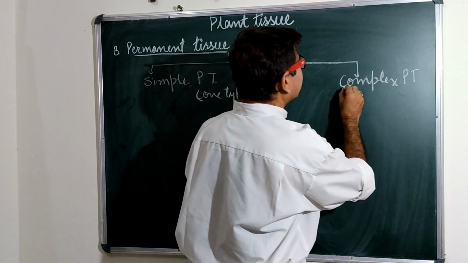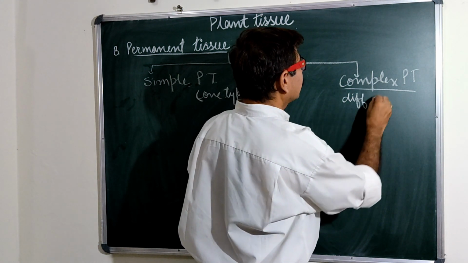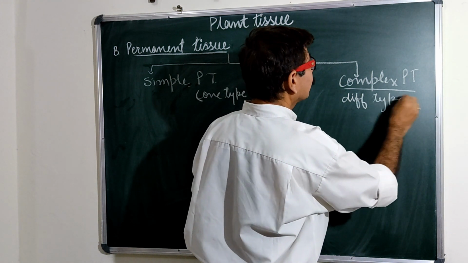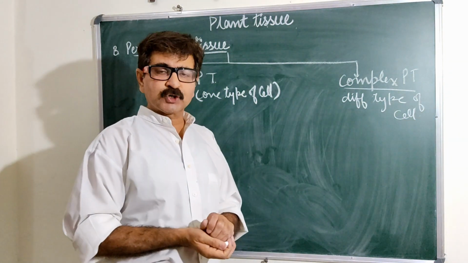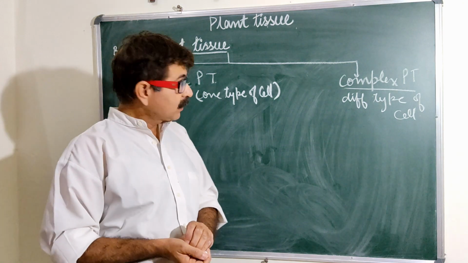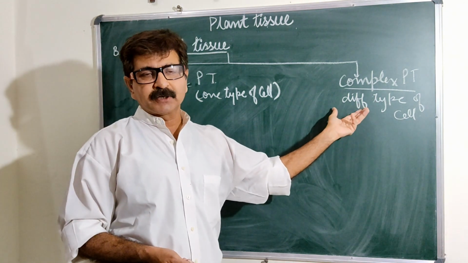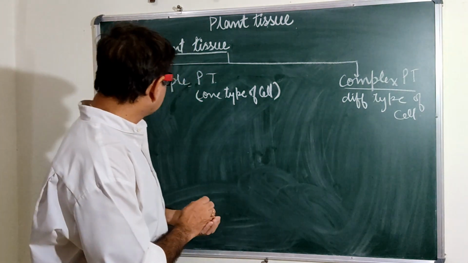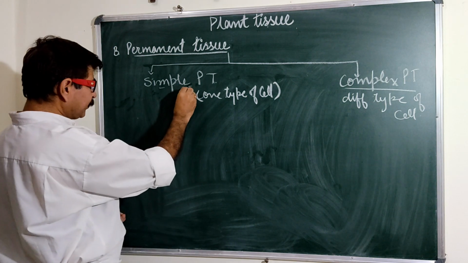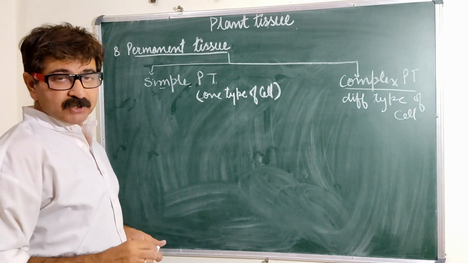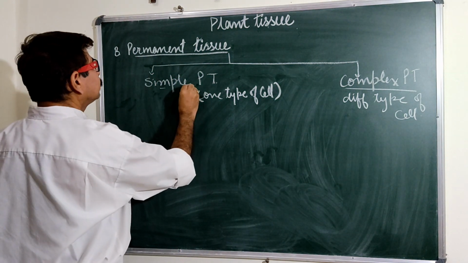Whereas complex permanent tissue contains different kinds of cells. Structure wise these are different, but they perform the same function. The goal of the cells in the tissue is the same. Now what is a simple permanent tissue? The simple permanent tissue, again on the basis of the function and the structure, is divided into three categories.